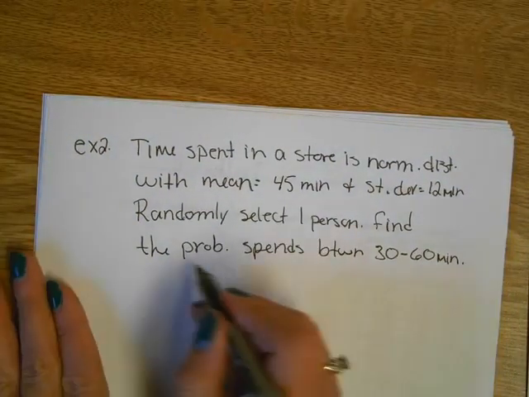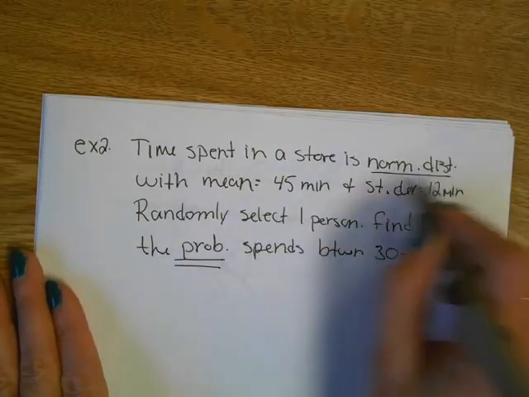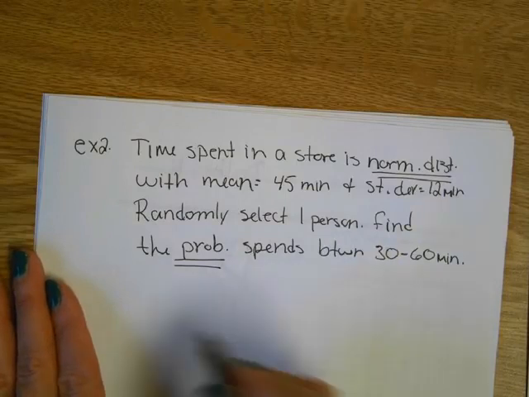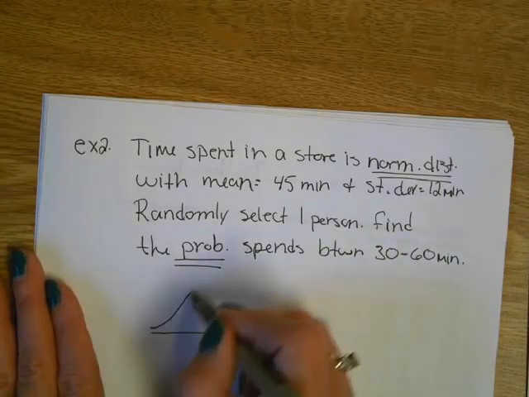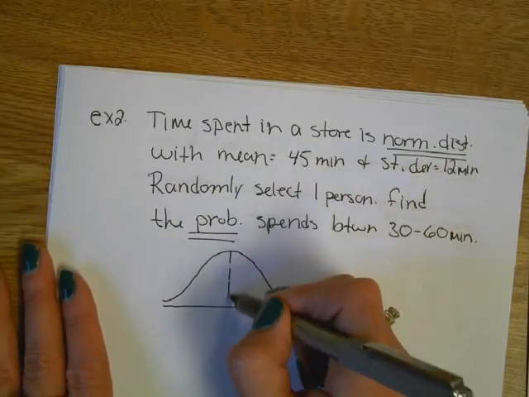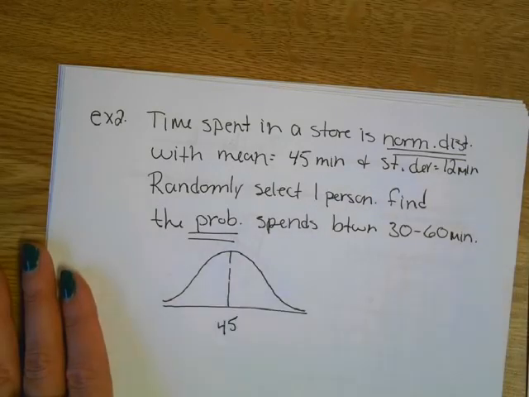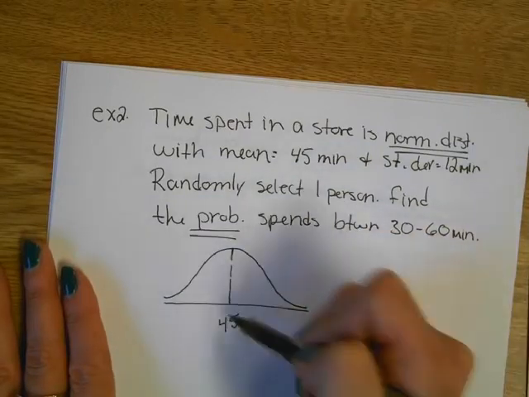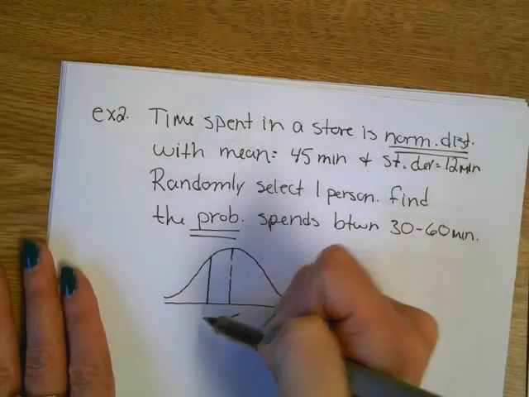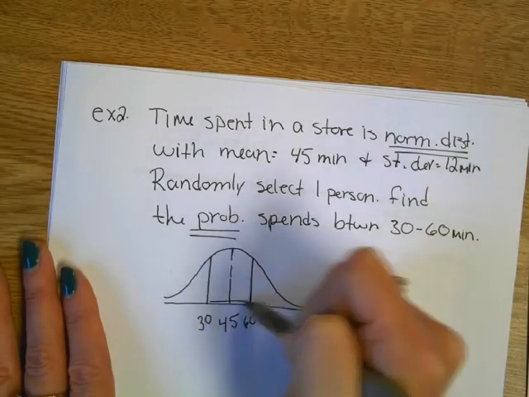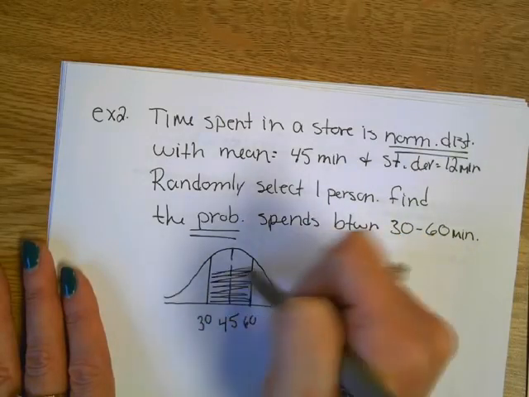So again, it's asking for the probability of a normal distribution, that area. So we have to get the answer off of that table. If you sketch your graph, it's going to help you see what you're trying to find. So the average is 45 minutes. But we are looking for 30 to 60. Is that symmetrical around this thing? So we're looking for this area on the graph.